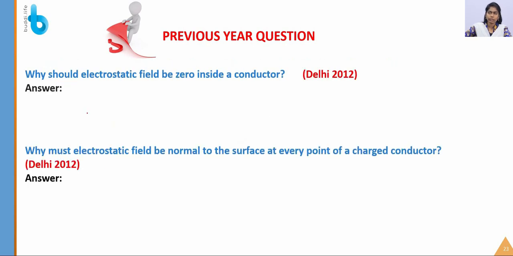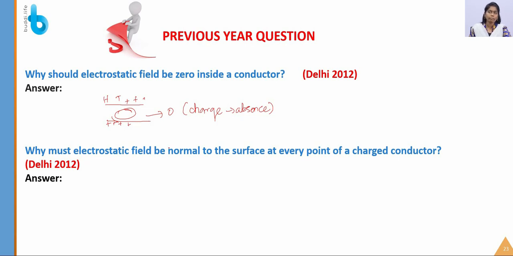Yes, let's solve the next question. Why should the electrostatic field be 0 inside the conductor? Because the charge is only present at the surface. The electric field inside the conductor is 0 in the absence of charge, because the charges remain only on the surface, not inside the conductor. So this is the reason.